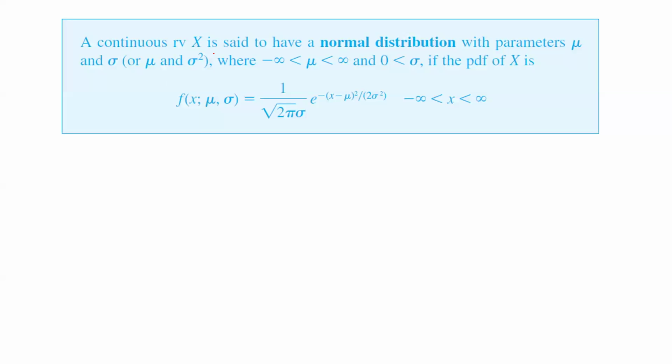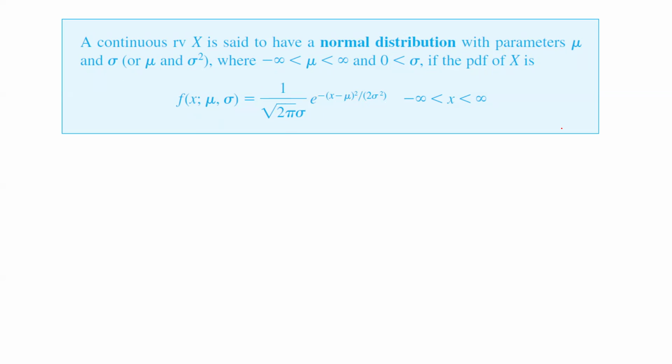Let's go back to our normal distribution. A continuous random variable like x is said to have a normal distribution with parameters mu and sigma, where mu, or the population mean, is bounded between negative infinity and infinity, and sigma is positive, if the probability density function of this variable is f of x with parameters mu and sigma, which is 1 divided by square root of 2 pi times sigma times the exponential function e to the power negative (x minus mu) squared divided by 2 sigma squared.